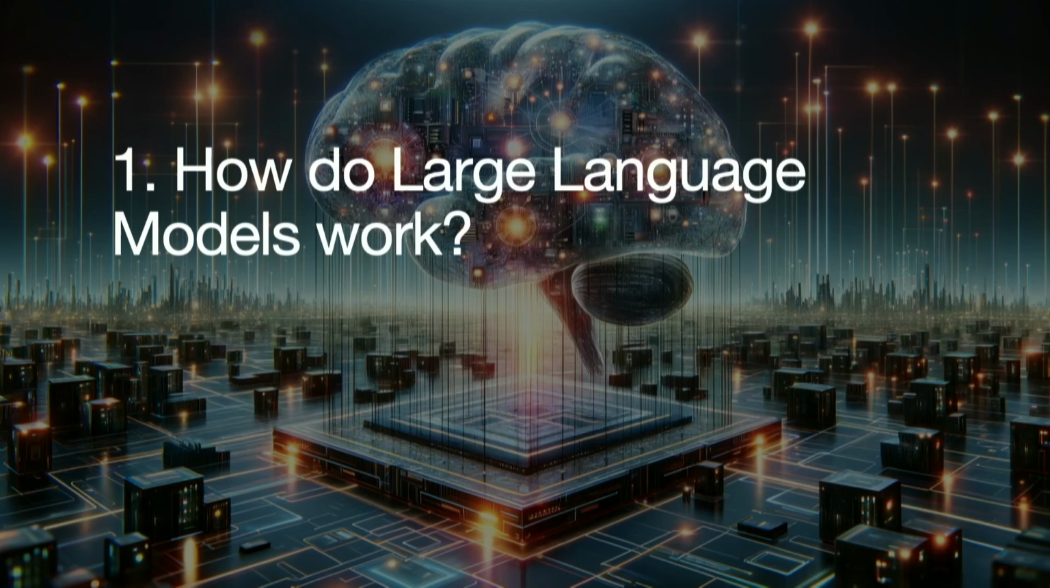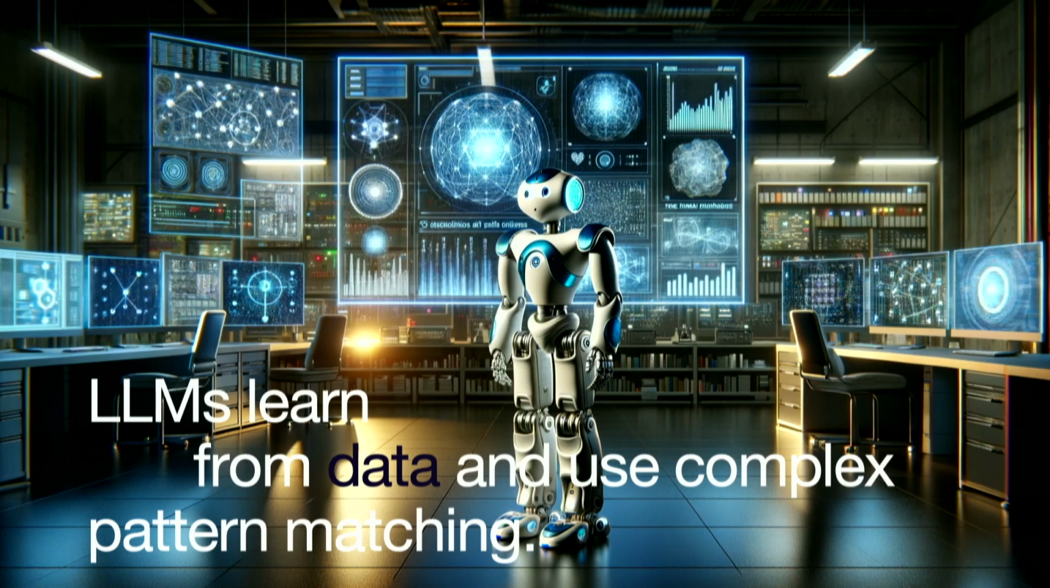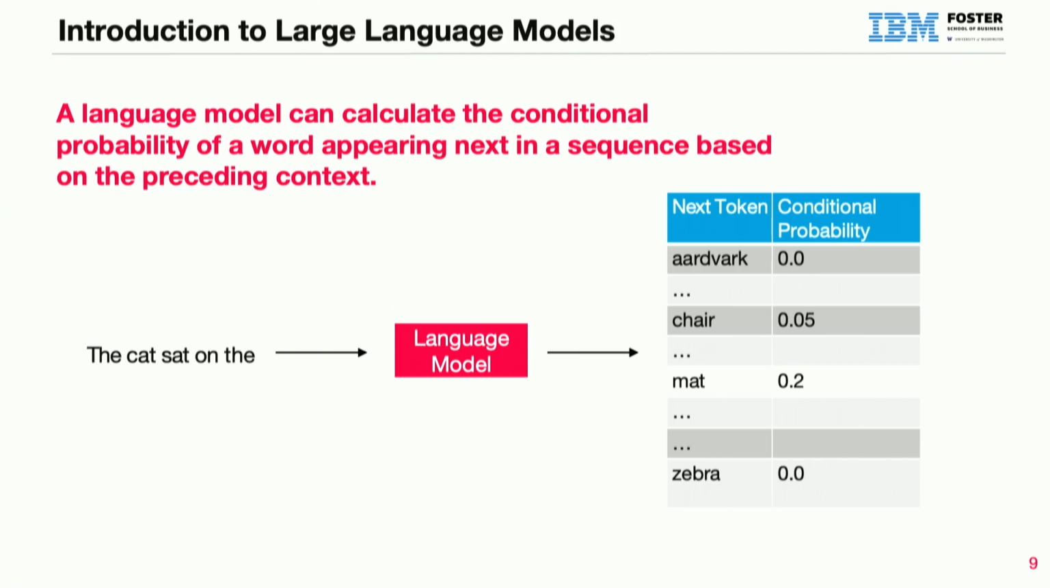So the first thing to know is that those large language models are no different from other AI models. They learn from data and they use complex pattern matching to be able to understand text. And the key factor of a large language model is the fact that it can calculate the conditional probability of a word appearing next in a sequence based on the context of the preceding words.